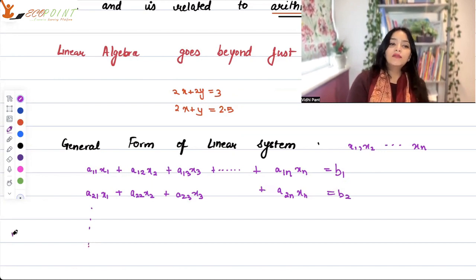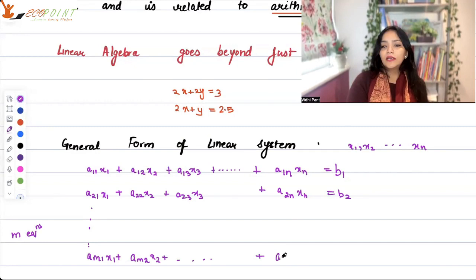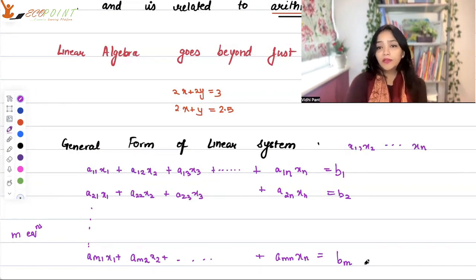Now say you have m equations. So you move on till am1 x1, where the variables are n. So am2 x2 plus so on and so forth till amn xn is equal to bm, because there are m equations. Now the same thing could be written in terms of a matrix as well, which I will talk about a little later.